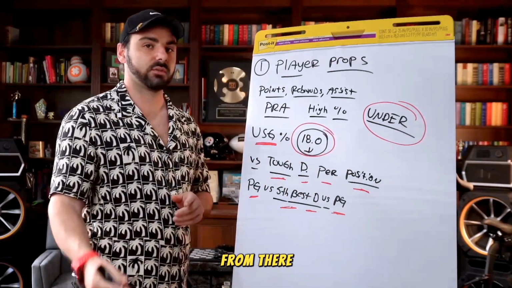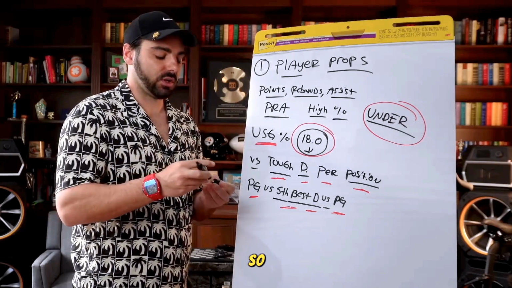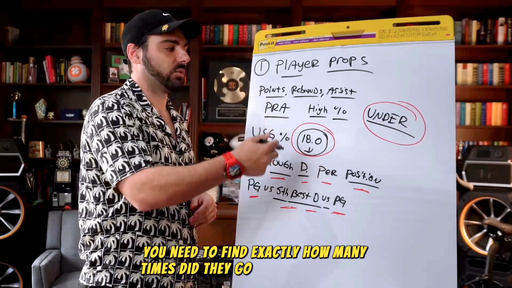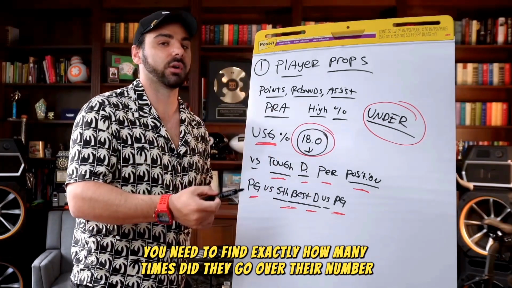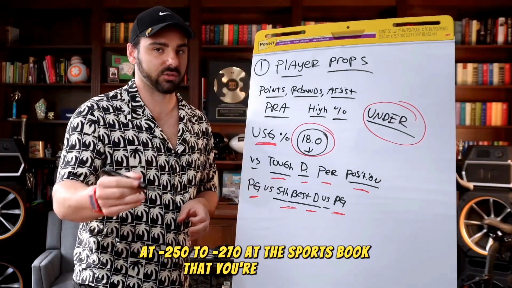Now, from there, we are going to go ahead and analyze what their averages are. So, you need to find exactly how many times they went over their number at minus 250 to minus 270 at the sportsbook that you're looking at.